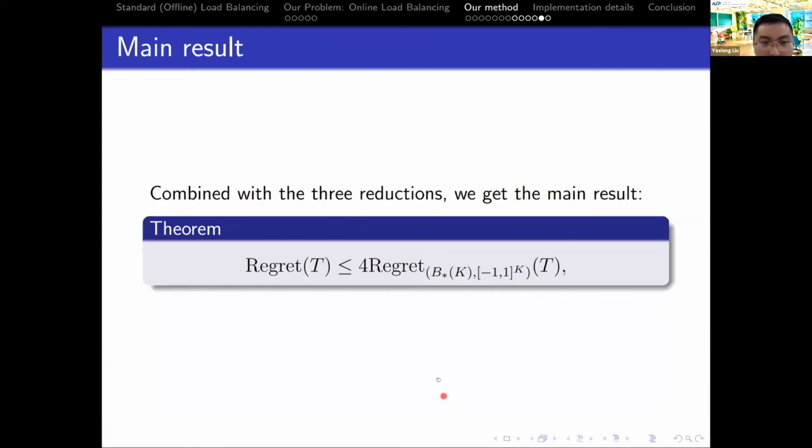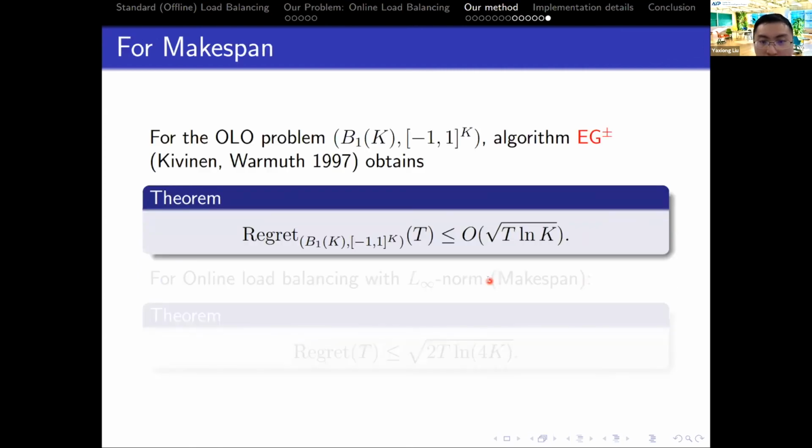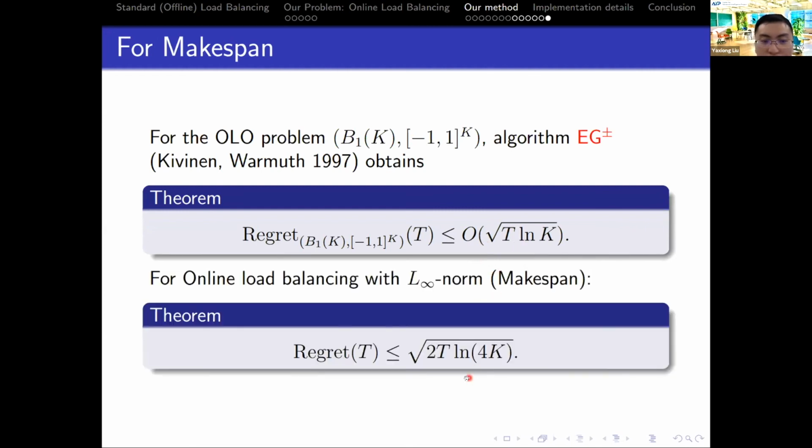game. So we combine these 3 reductions together, and the main result is that the regret of the online load balancing is bounded by 4 times the regret of the reduced OLO game. And for this OLO game, we have the EG plus-minus algorithm, and it obtains the regret O of square root of T times log K. So this is our regret for online load balancing with L infinity norm. The regret is bounded by square root of T times log K here.